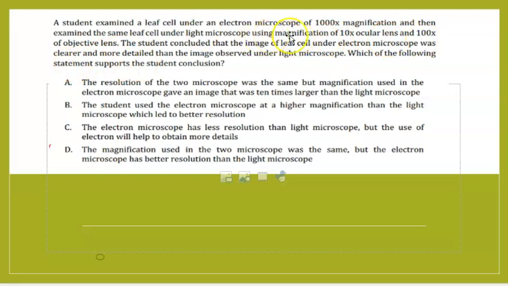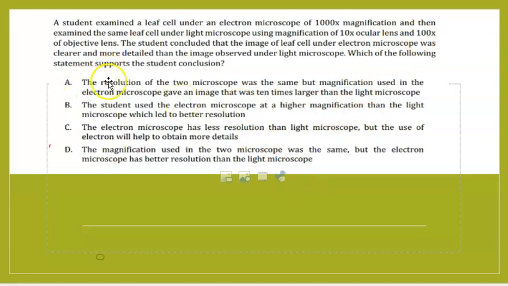So you see the magnification of the electron microscope is given, which is 1000x, and you have to calculate the magnification of the light microscope. You just multiply these two terms. Now we see even the light microscope has a magnification of 1000x. Now what? Now they said, which of the following statements supports the student's conclusion?